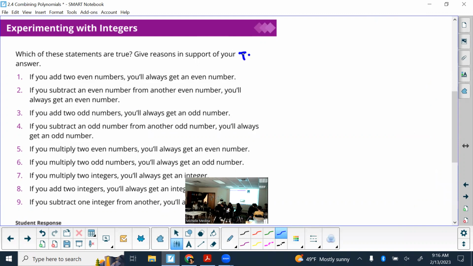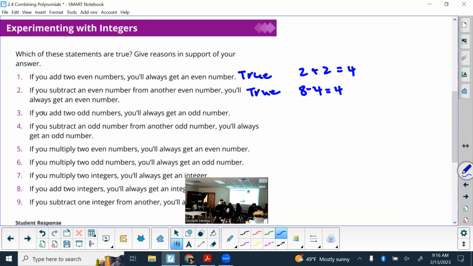Table 7, Anthony, number 2. If you subtract an even number from another even number, you'll always get an even number. True or false? Yes. Okay, justification. It's like 8 minus 2 minus 4. It's always even. And the first one is 2 plus 2 is 4.